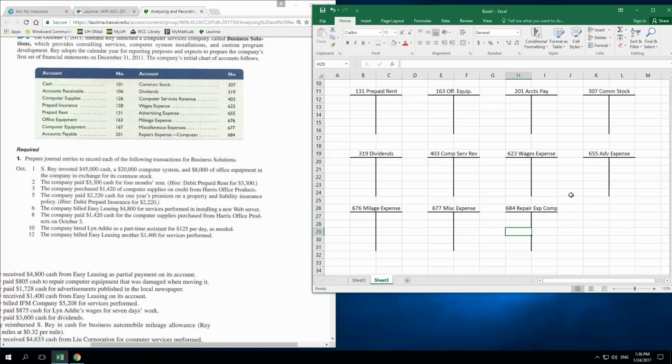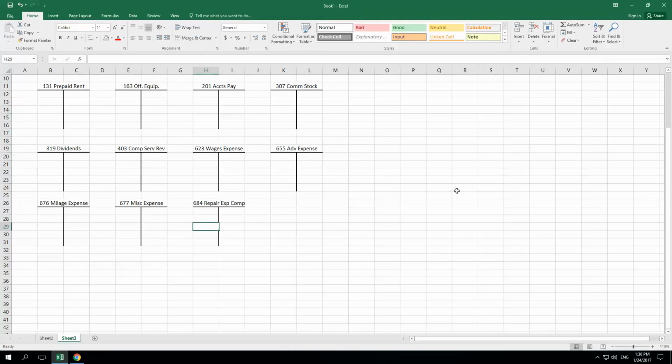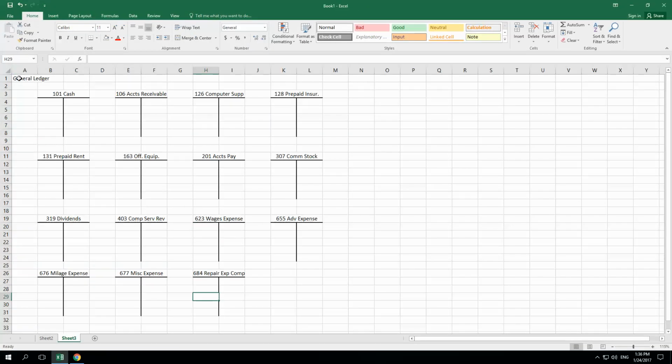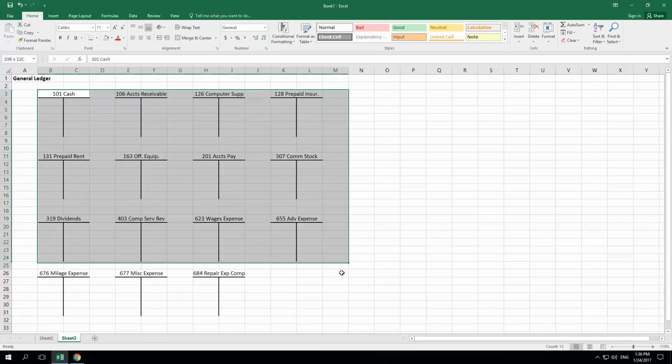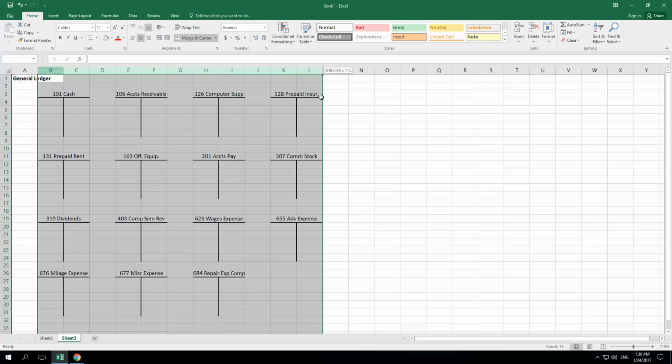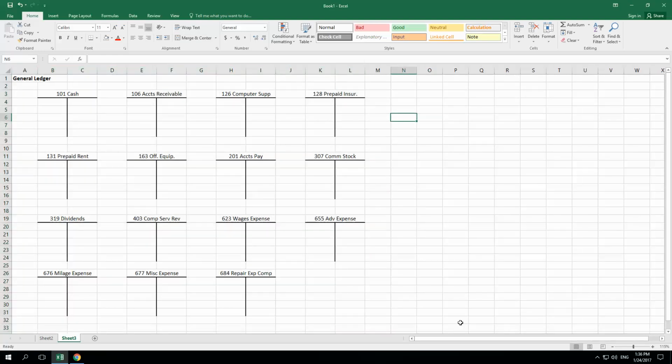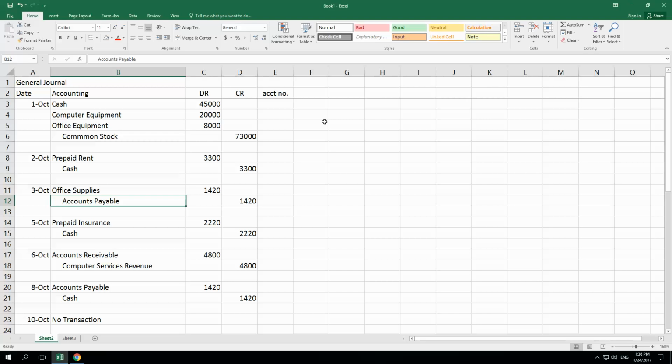Okay? So now we have what we call a general ledger. The general ledger is the record where all of your accounts are held. Okay? The actual accounts. Okay? And then what we're going to do is we want to post these transactions to the accounts. Okay? So let's see if I can kind of split this maybe.